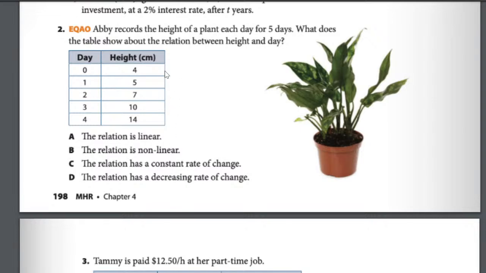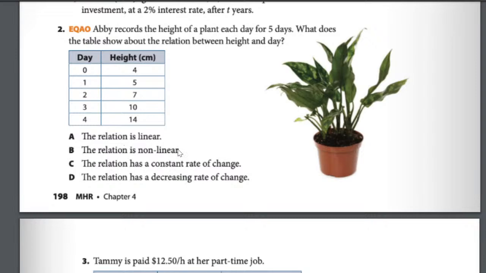So as we go through each day here, we're going day 0, 1, 2, 3, 4. The initial height was 4 centimeters, and then it goes up by 1 centimeter, then it goes up by 2 centimeters, then it goes up by 3 centimeters, then it goes up by 4 centimeters. So the rate of change is not constant. It's changing all the time. So it's definitely not C. It is going up, so we're not decreasing.